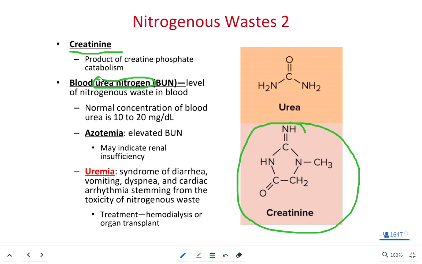So as a general rule of thumb, we can just do a urea test. And that's a good way to approximate the overall amount of nitrogen in our blood. For individuals in a healthy range, we have 10 to 20 milligrams per deciliter, so a small concentration of urea and nitrogen in our blood. Every once in a while, we have too much nitrogen. That's known as azotemia. This azotemia is related to a potential renal insufficiency.